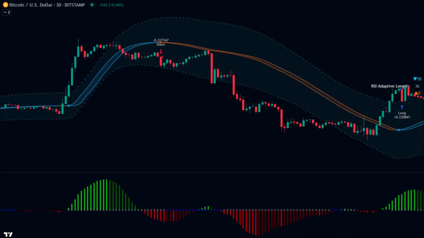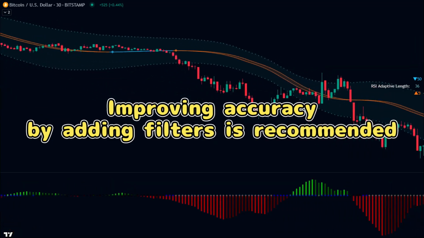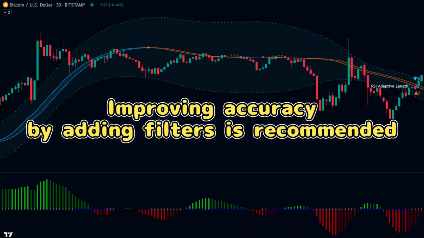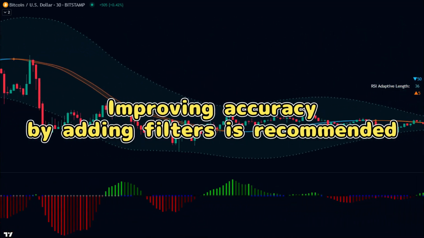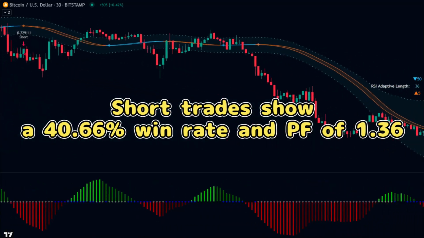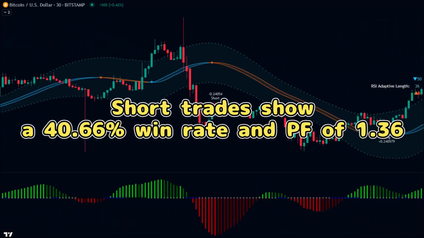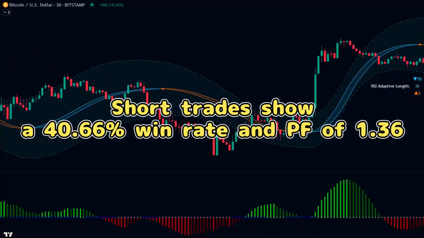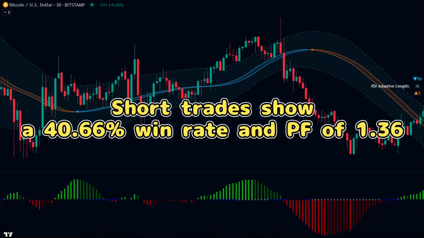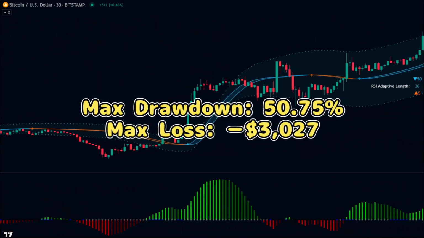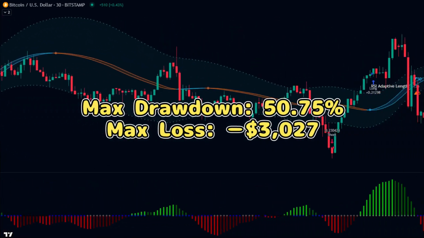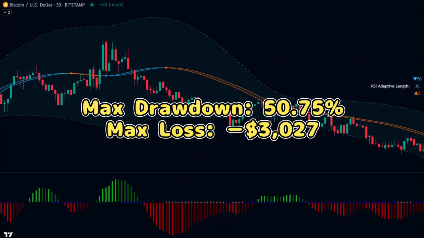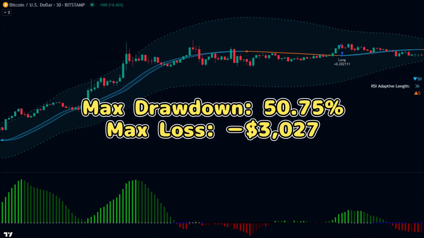Of course, there are still some challenges. The overall win rate is only average, suggesting a need for additional filters to improve precision. On the short side, performance is less reliable. Win rate of 40.66% and a profit factor of 1.36. Drawdowns are more significant, with a maximum loss of $3,027.50, revealing some extreme scenarios.